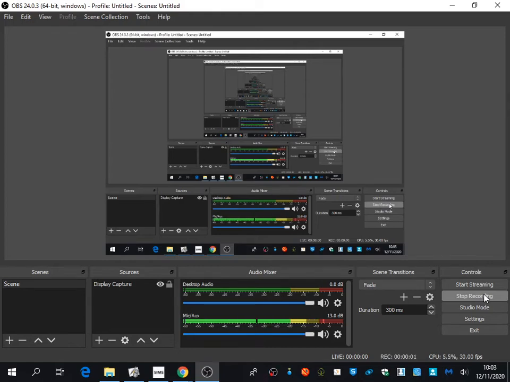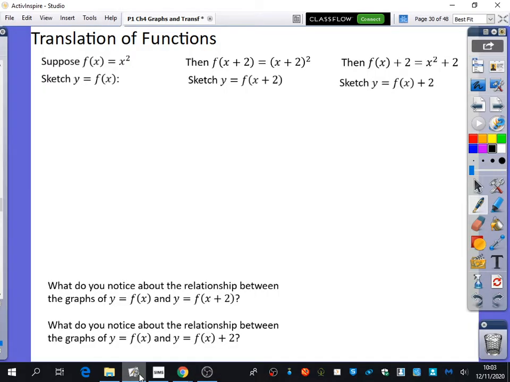So we're going to start off by looking at transformations of functions, and in particular, the first ones that we look at are translations of functions. Translation, what is a translation? It's just a moving. It's literally just a moving left and right or up and down or a combination of those things.